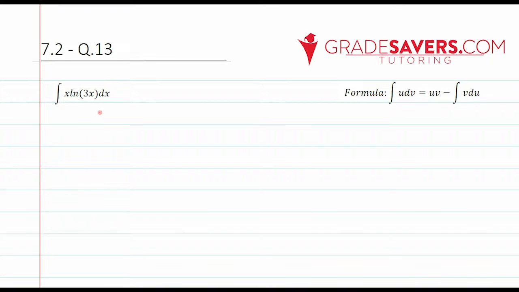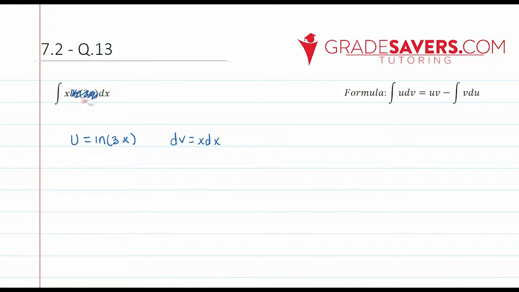7.2 deals with integration by parts, and the question is, what is the integral of x ln 3x dx? So let's begin. The first thing we need to do is select our u, and we will let u equal to ln 3x in this case, which means dv is everything else that remains. So since we selected u to equal ln 3x, our dv has to be simply x dx.